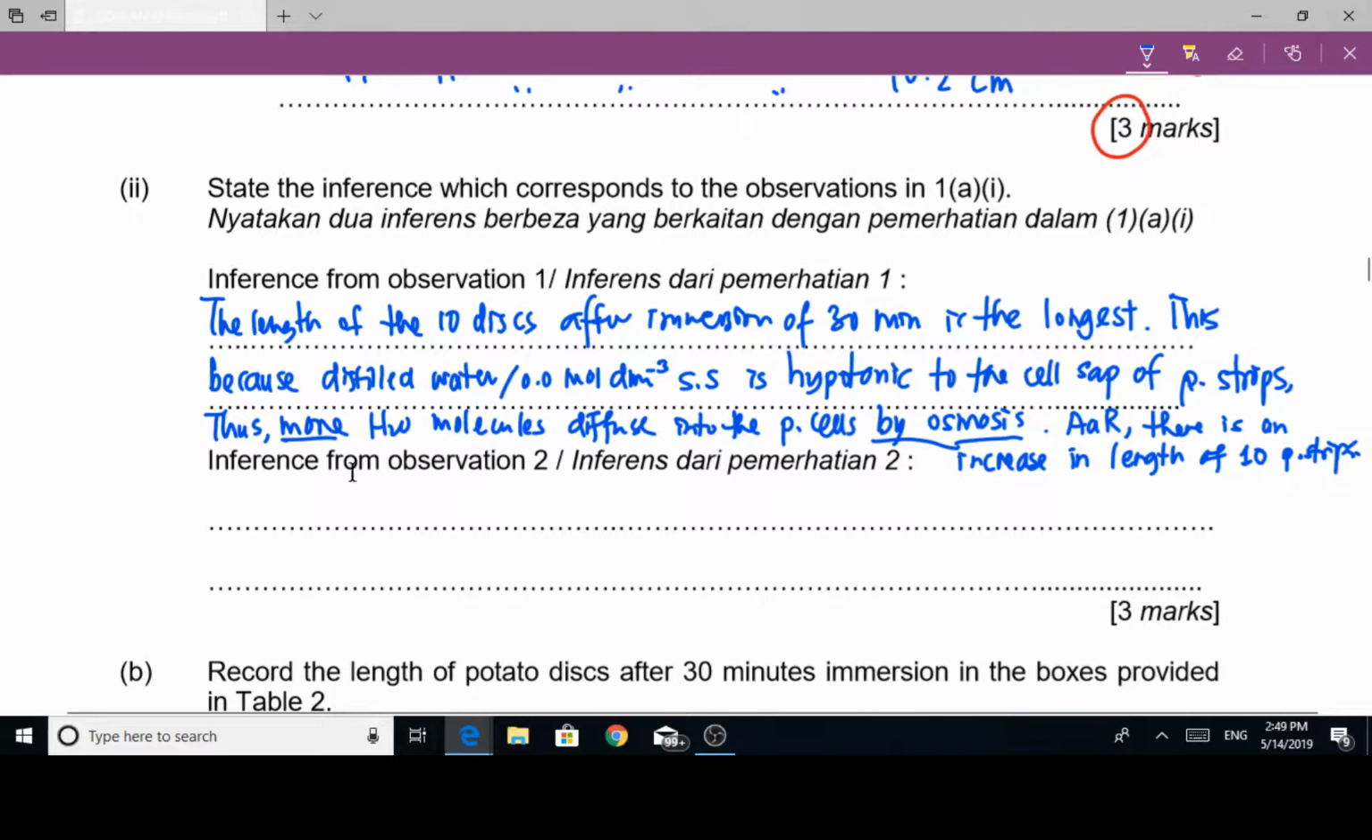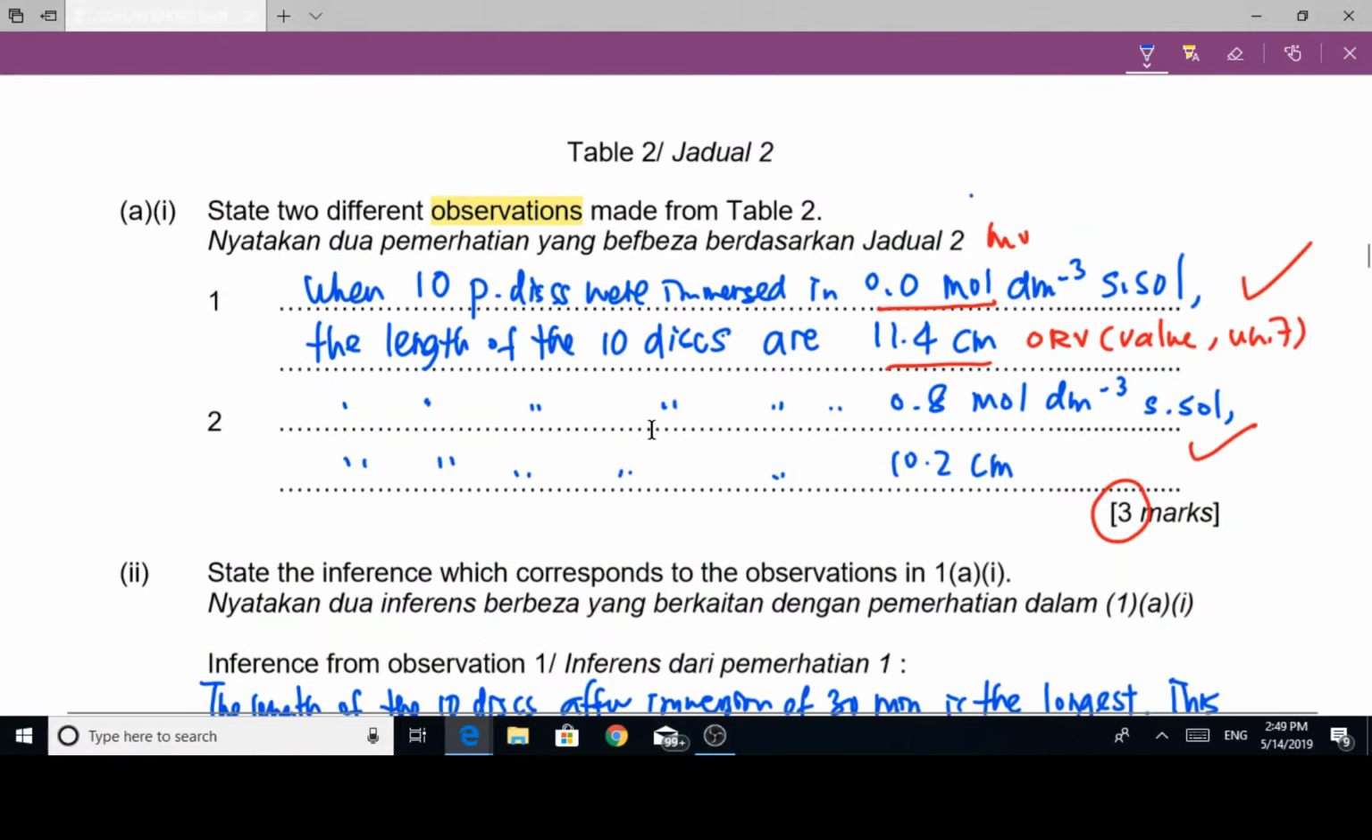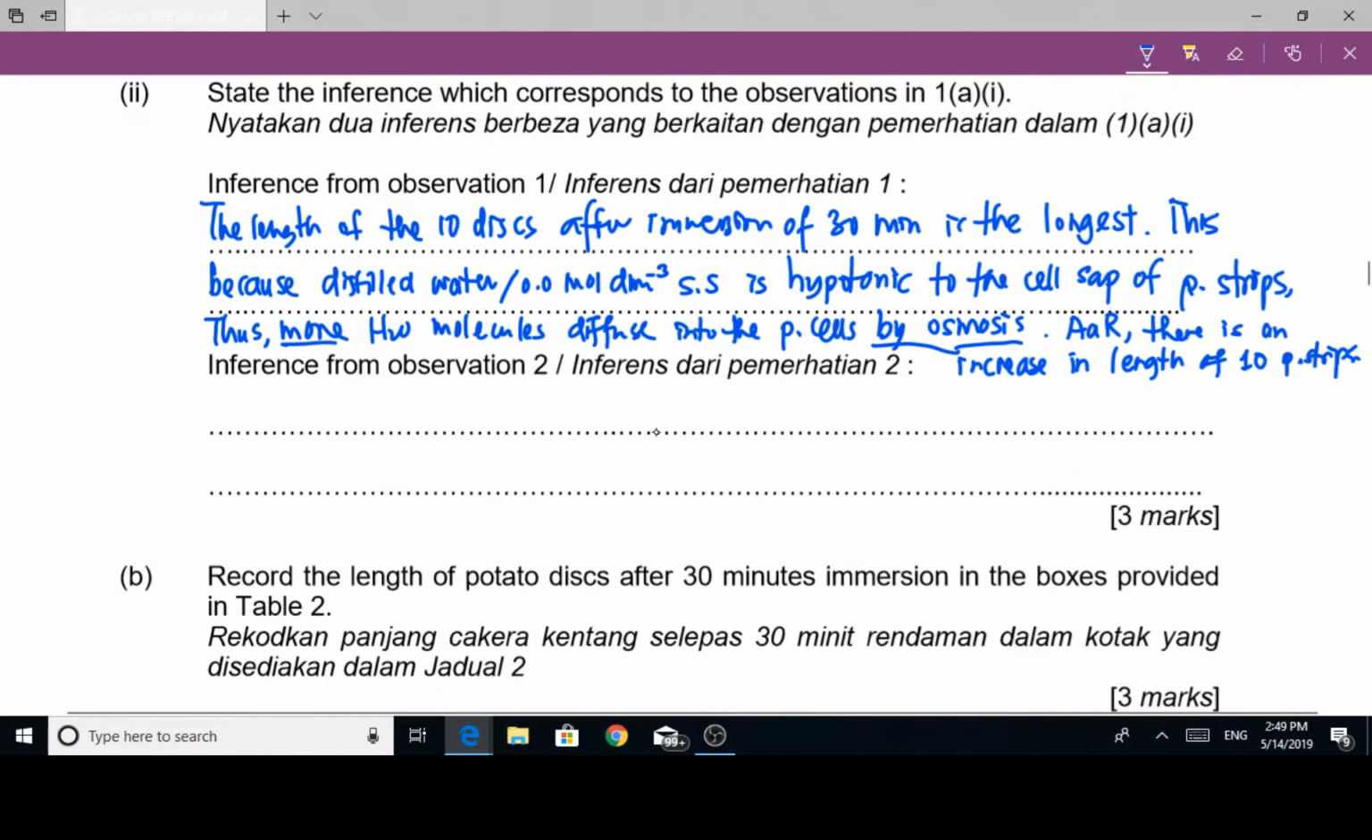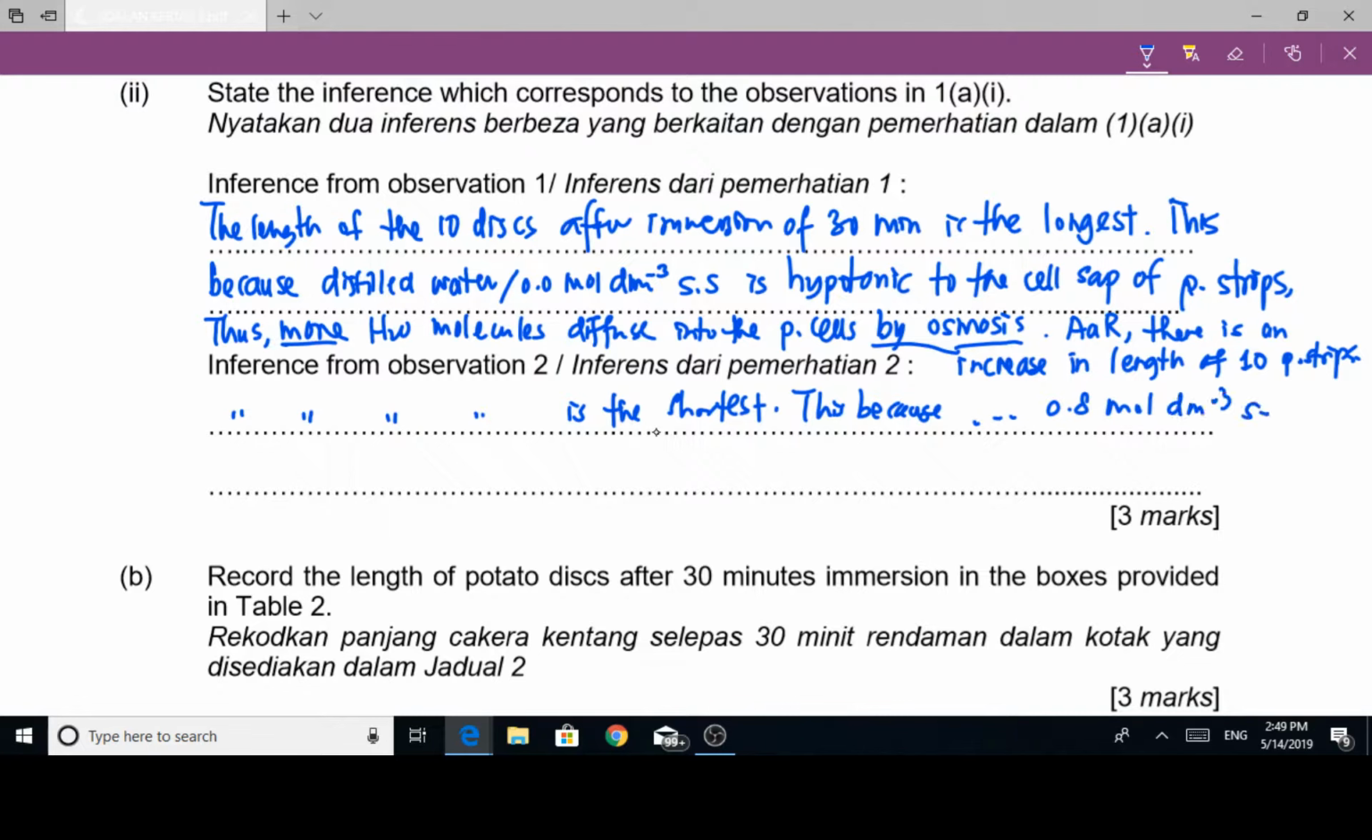Now my second inference should correspond to my second observations. So I will just copy and paste from the above, but this time I will say that the length of the 10 discs after immersion of 30 minutes is the shortest. This is because this time I have to state that 0.8 mole per decimeter cube sucrose solution is hypertonic to the cell set. Remember, when we use the word hypertonic, we have to compare to another solution. Once we compare a solution to another solution, to the cell set of potato strip of the potato cells.